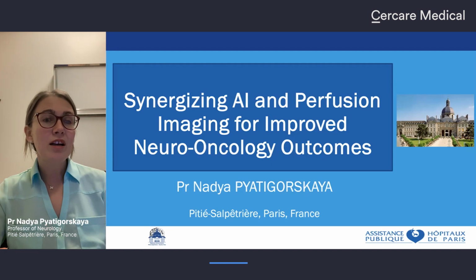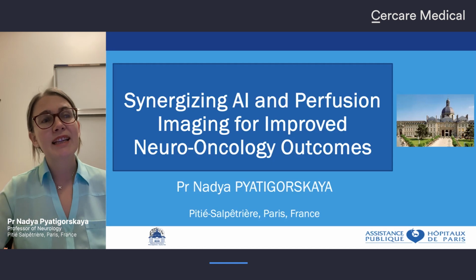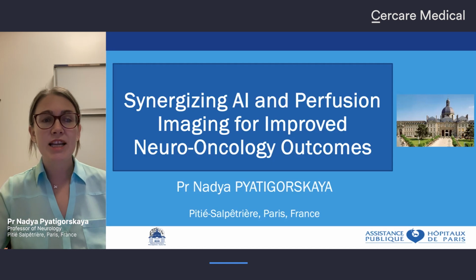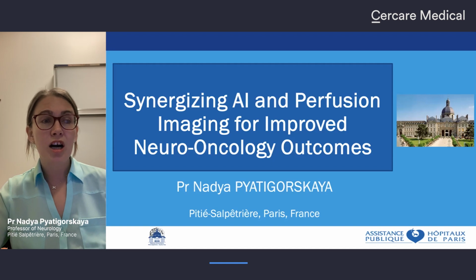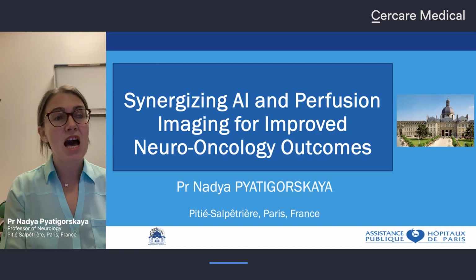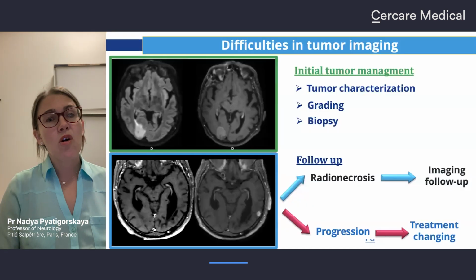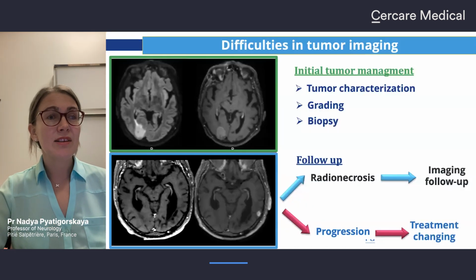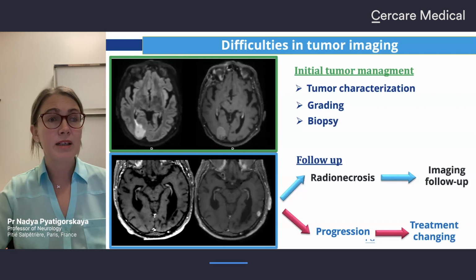So today we are going to talk about how to synchronize AI and perfusion imaging in order to improve the outcome of neuro-oncology patients that we will evaluate by means of MRI. So why is the subject so interesting? Because we have a lot of difficulties in brain tumor imaging.